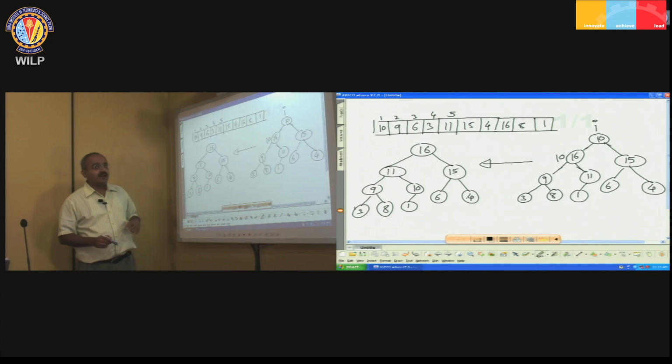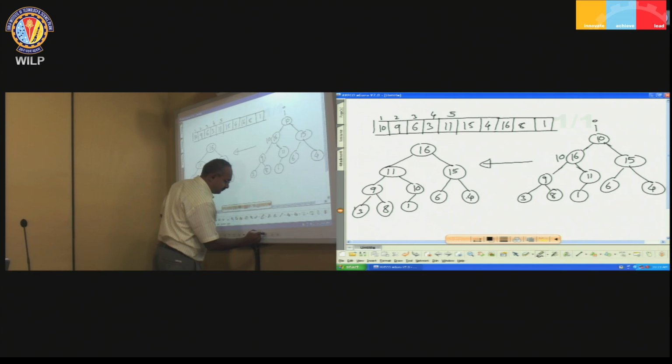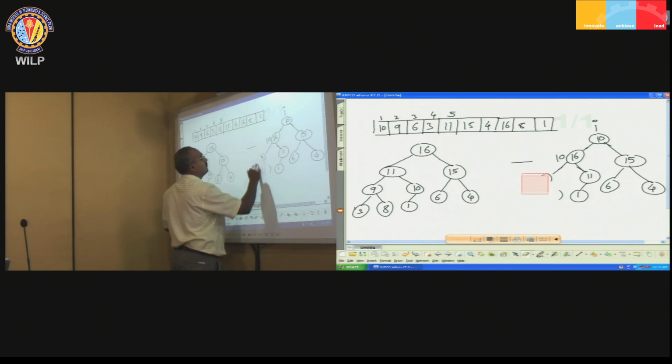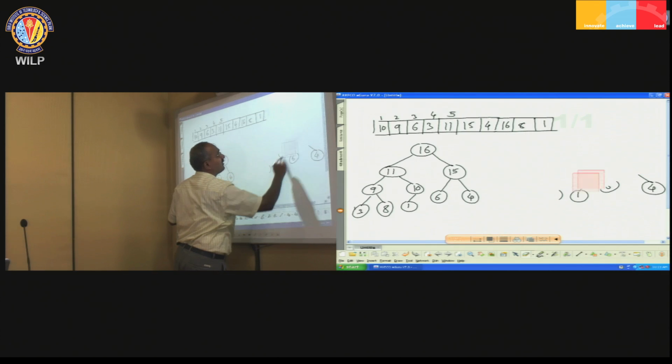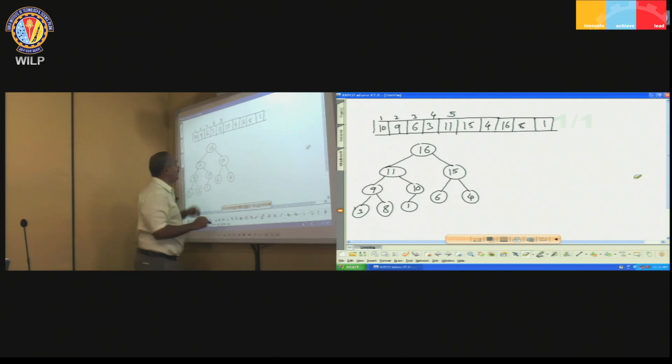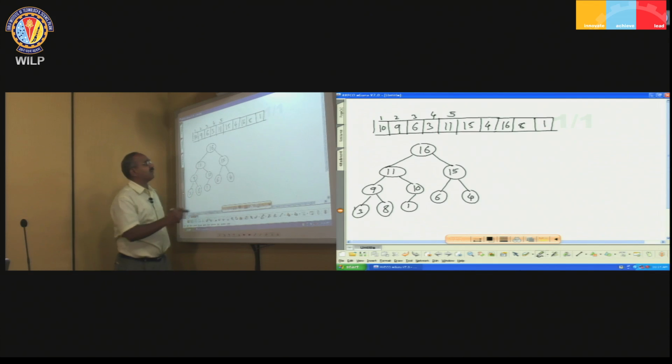On the right hand side, I will just try to do the analysis of heapify and the max heap procedure. So, this particular example I am going to work with. So, I am keeping it on the board. What I am going to try to do is the analysis.